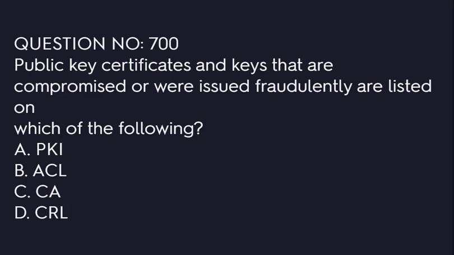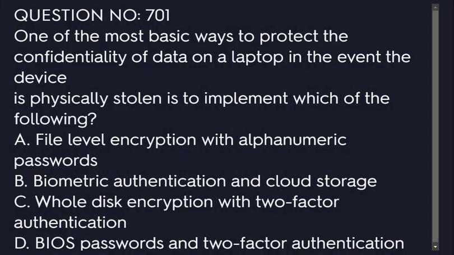Question number 700. Public key certificates and keys that are compromised or were issued fraudulently are listed on which of the following? A. PKI. B. ACL. C. CRL. Answer: C.